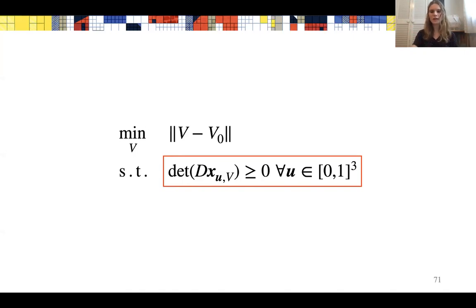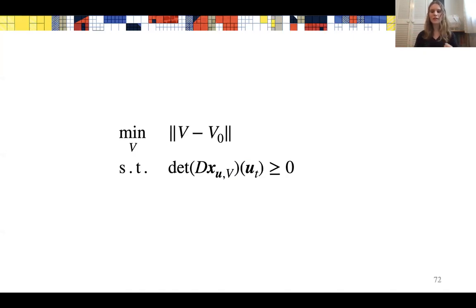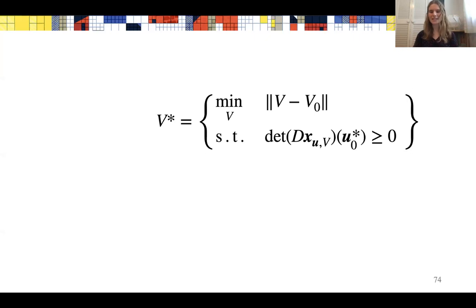So we can simplify it to a constraint like this, where instead of optimizing over the entire hex, we pick one single point and find a set of vertices such that the Jacobian determinant is positive at that point. And so one such point that we already know how to find is the argmin. So we can rewrite this problem in a simpler way as finding the minimal distance we can move the vertices such that the hex is still valid at the point at which it was previously the most invalid. And so you might notice that this doesn't actually guarantee that the hex will be valid everywhere, but we'll hope that it gets us closer.